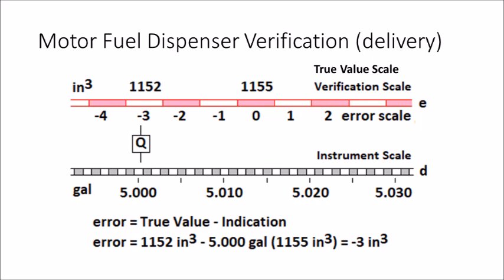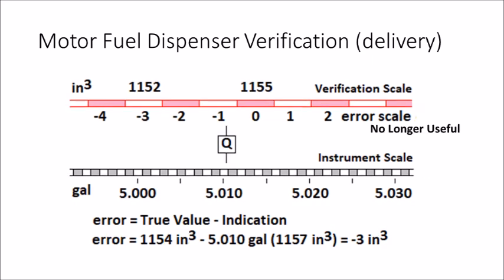And the test measure is the true value scale, which is absolutely essential to verification. We have to know what the true value of the delivery is. So the e scale, the verification scale, is actually on the test measure, not anything to do with our instrument. Now I want to do a slight variation. What I'm going to do this time is not stop at 5 gallons on the instrument. I'm just going to stop anywhere.